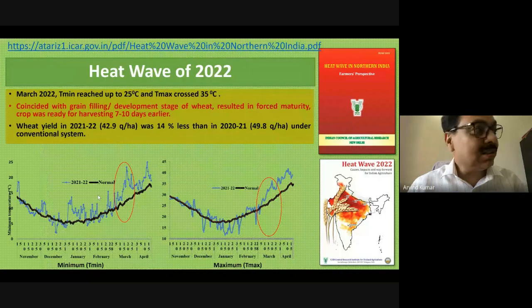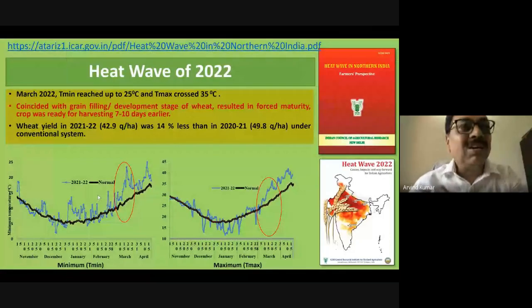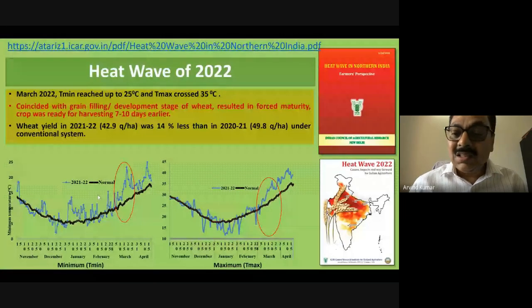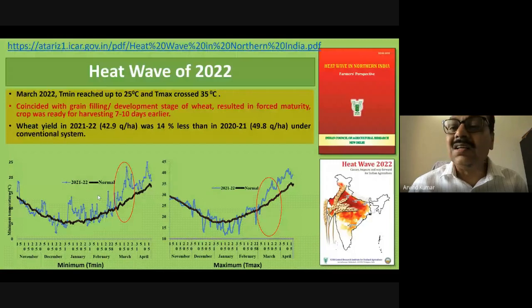So you have seen this technology, a very good field you can see. But this technology was not thoroughly tested in the field. Last year, there was a heat wave, or you can say one week before, temperature was rising, and due to that it reduces the yield.